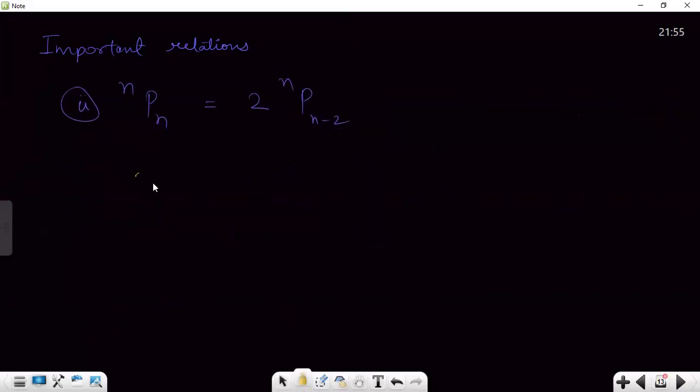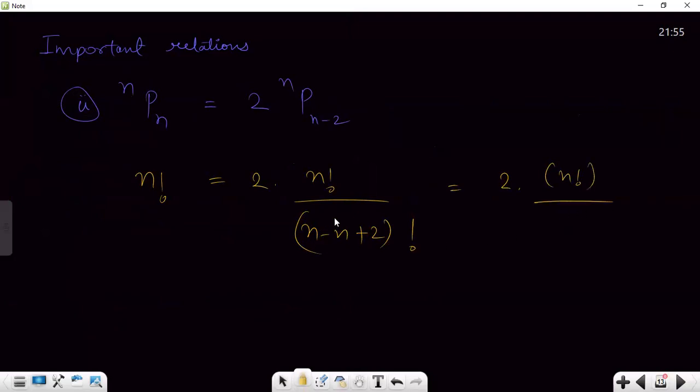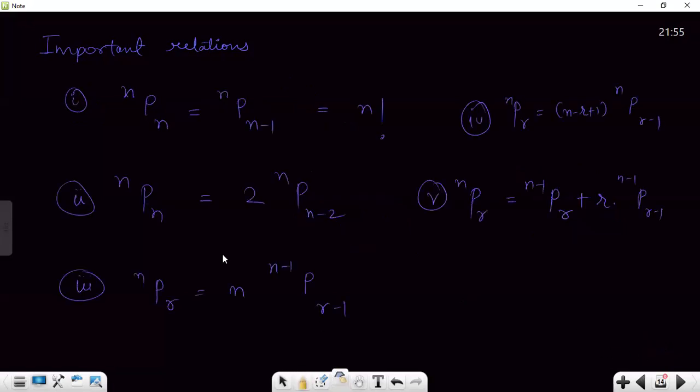Okay. And Pn is n factorial, we have discussed earlier. 2 into n factorial upon n minus of n plus of 2 factorial. Okay, that becomes 2 into n factorial. n minus n cancels. 2 factorial is 2. 2 cancels. n factorial is equal to n. Simple. Clear everyone? Is this clear everyone? Yes, sir. Okay, let's now discuss the third.